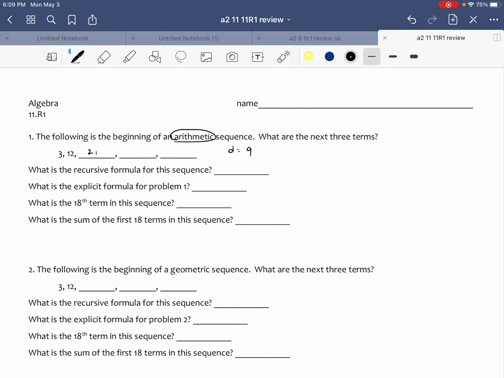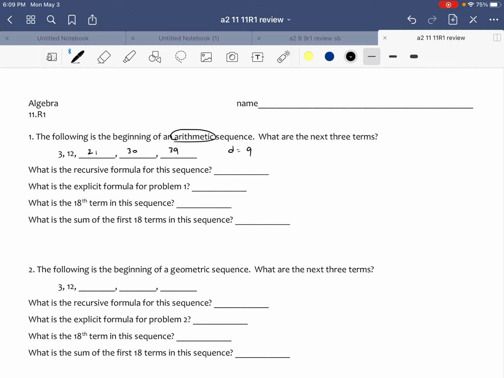So 3 and then 12. It looks like I added 9. So my common difference is 9. 12 plus 9 makes 21. 21 plus 9 makes 30. 30 plus 9 makes 39. So there's our next three terms.